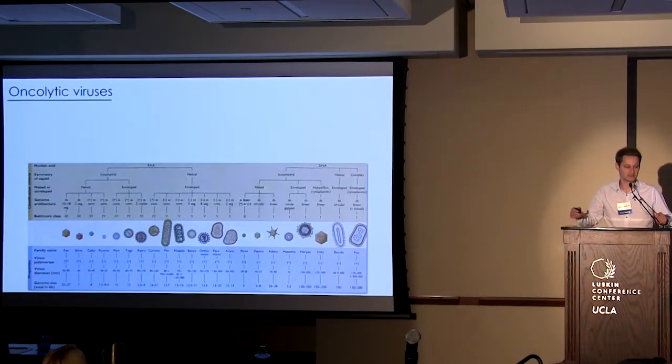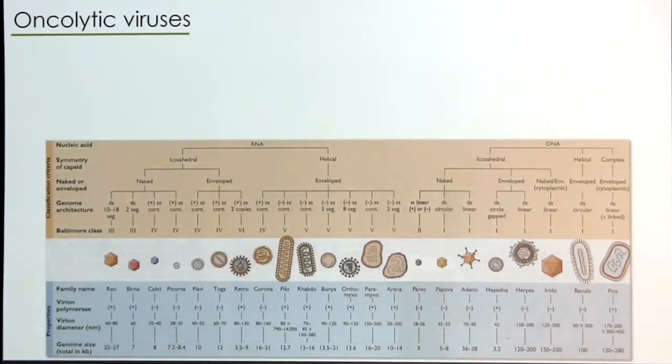When you look at the virus classification, you have all these different families of viruses that are classified based on the type of the genome they have, RNA or DNA, single-stranded, double-stranded, the shape of the capsid. And there are a lot of different families in which you will find these cancer-killing viruses. In the big group of RNA viruses, there are a lot of these oncolytic viruses. I will talk today about Measles virus, but we also work on vesicular stomatitis virus.